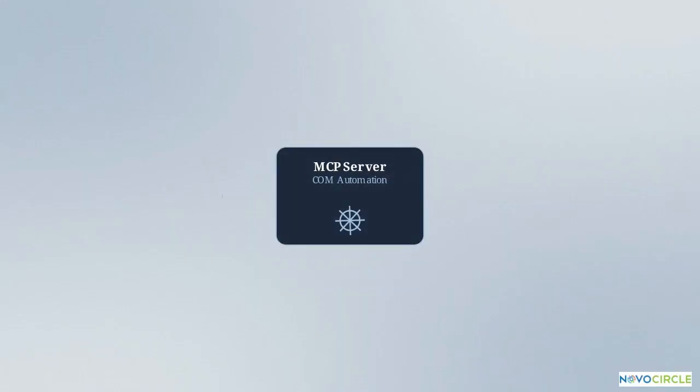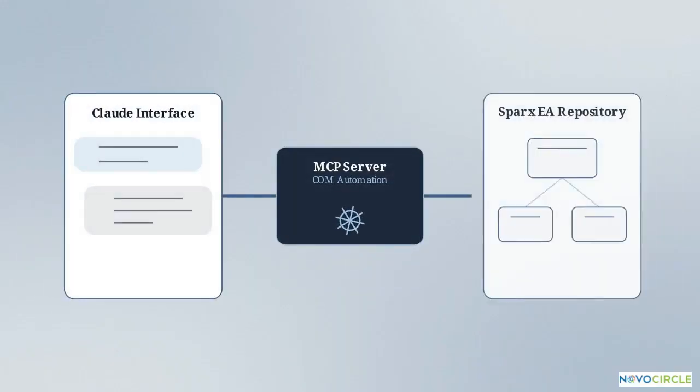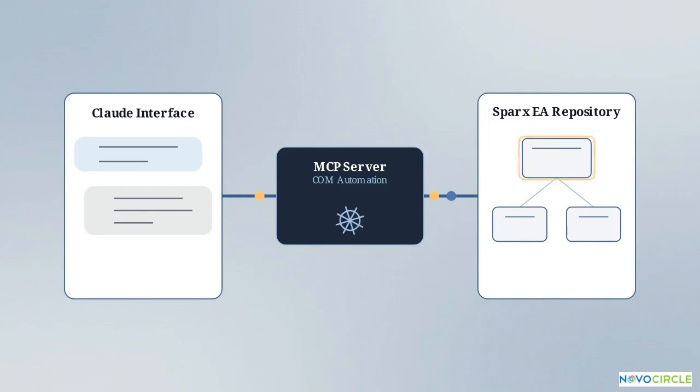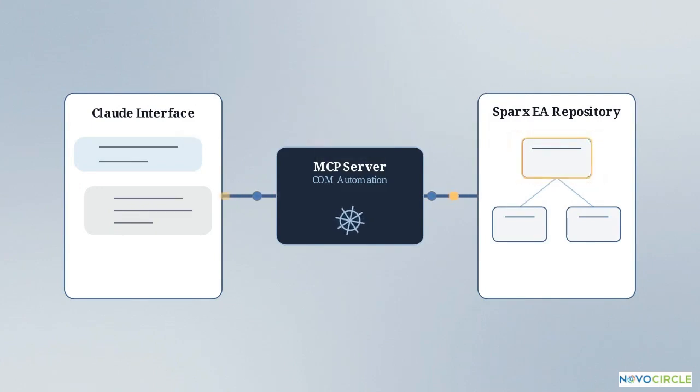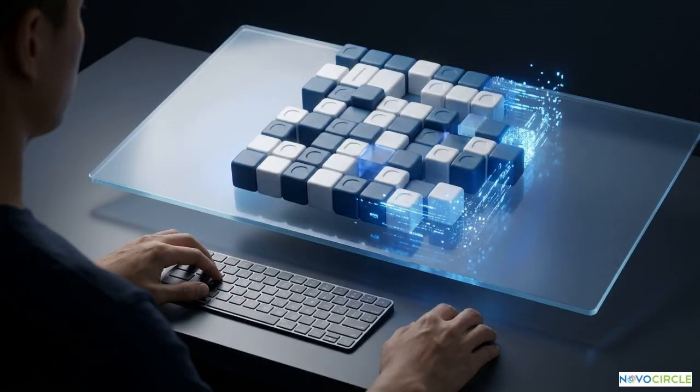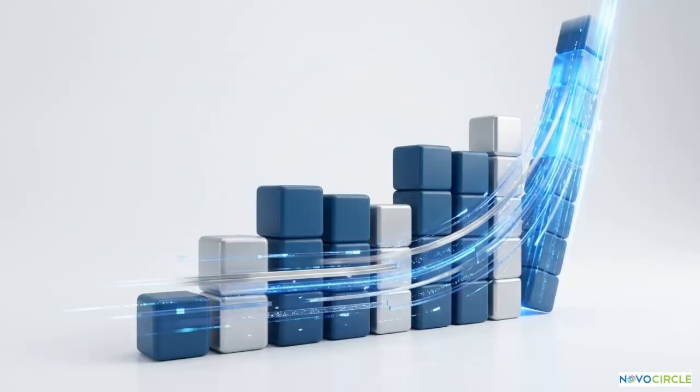A local MCP server links interfaces like Claude directly to your running EA application through its automation interface. There are no risky exports or disconnected workarounds. The AI reads, writes, and builds directly within the live model you are working in right now. Once connected, the velocity of output accelerates instantly.